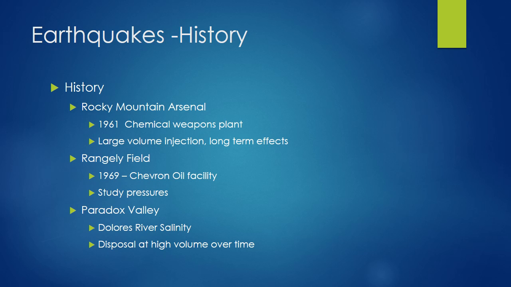At Paradox Valley, the Dolores River runs through there, and they were trying to reduce the salinity in the river. It runs over a saline shallow water table, and the U.S. Bureau of Reclamation determined that the best way to reduce the salinity of the river was to inject that water about 4 miles below the surface. They did recognize the need to minimize the magnitude of earthquakes after the Rangely and the RMA studies.